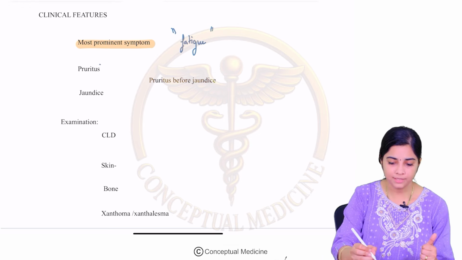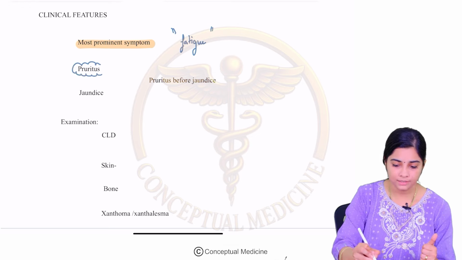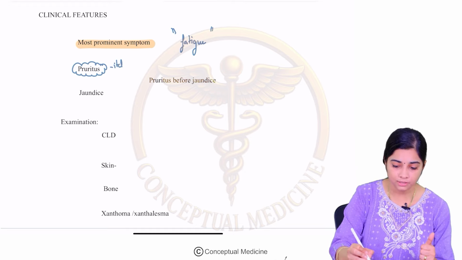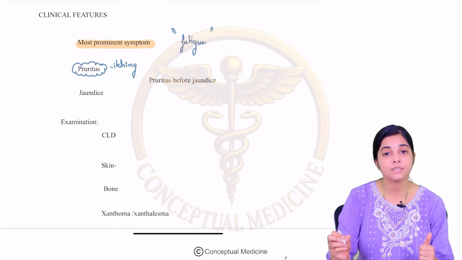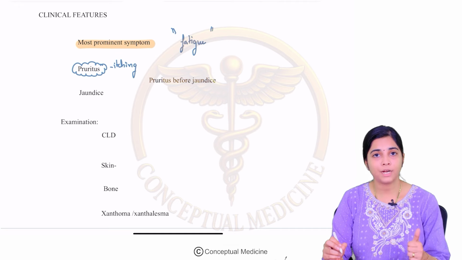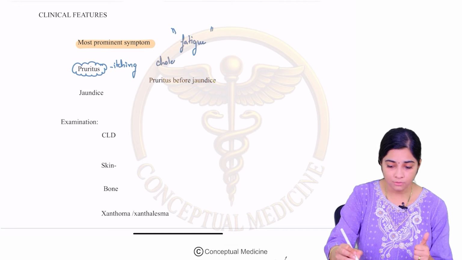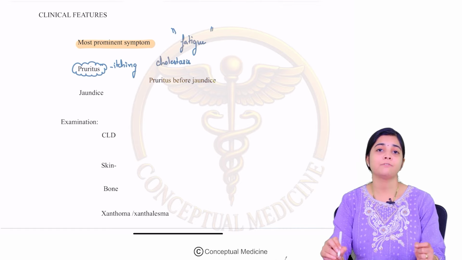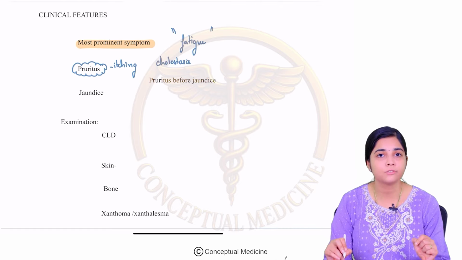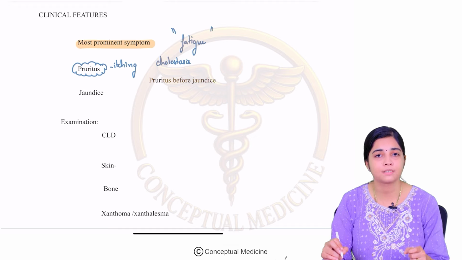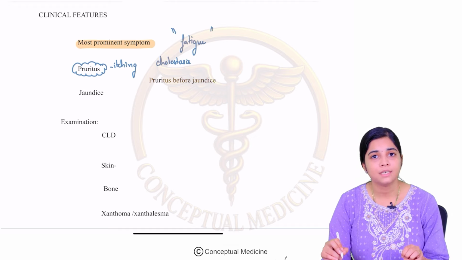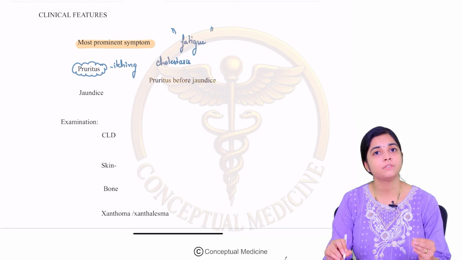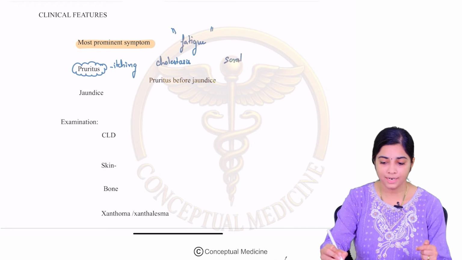Okay? Apart from that, there can be pruritus. Pruritus is what? Itching. And why do you get itching? Because of your cholestasis. A very characteristic feature of any type of obstructive jaundice and any type of cholestasis is this extensive itching and pruritus. And the pruritus can be so severe that you can also find scratch marks.